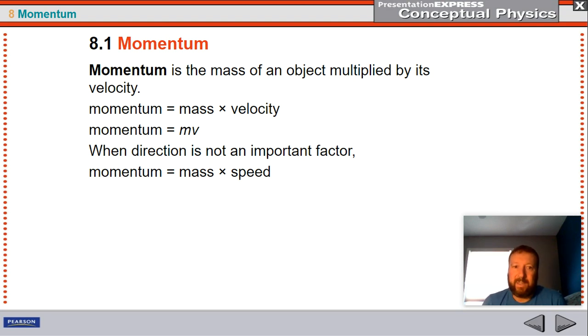So momentum technically is a vector quantity too. It does matter with velocity because it does depend on a direction. Most of the time in the problems that you do as practice, the direction is not an important factor of what you're doing. So it's just basically mass times speed. And one of the things this book does a lot is it tends to interchange speed and velocity, even though technically they are different.